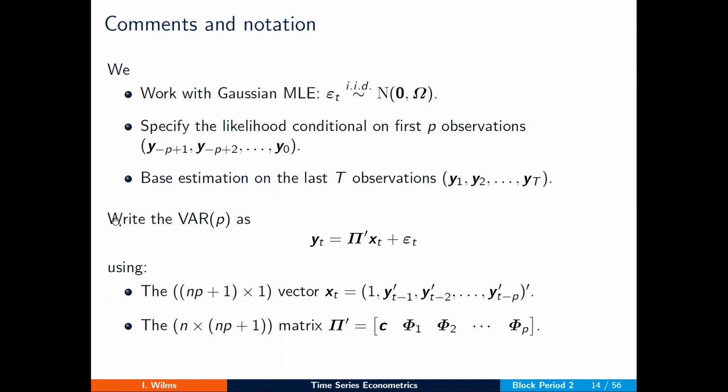Now, since notation quickly becomes cumbersome in our multivariate VAR model, we will make use of this compact notation, where the n-dimensional vector y_t is regressed on all lagged values and a constant, which are all collected in this vector x_t over here. And the matrix Pi then collects all the constant terms and the autoregressive parameter matrices that need to be estimated.